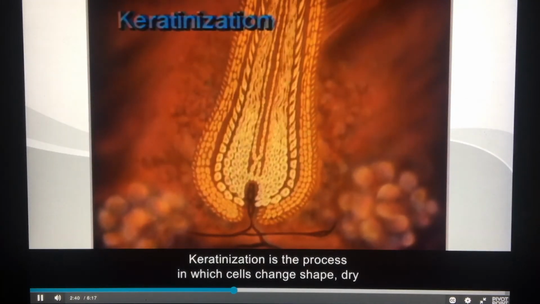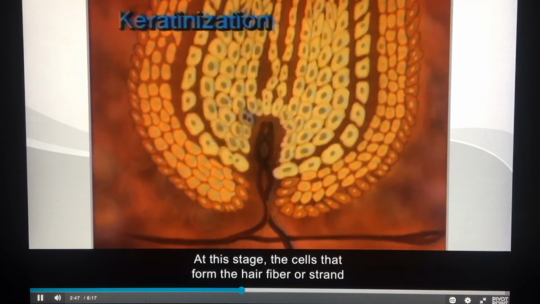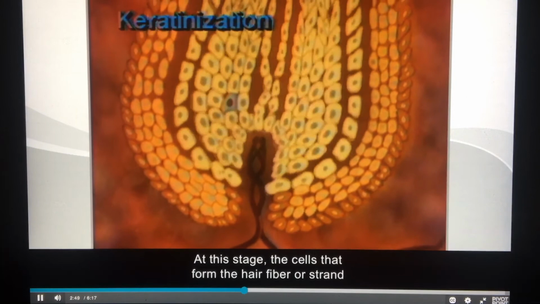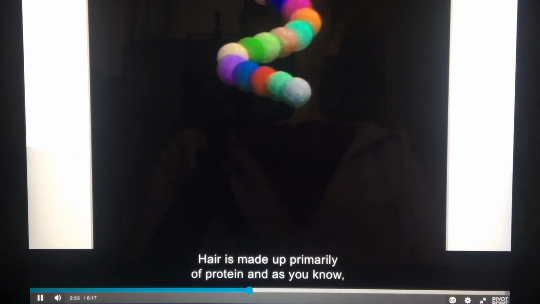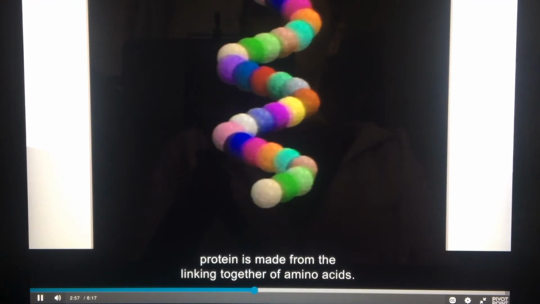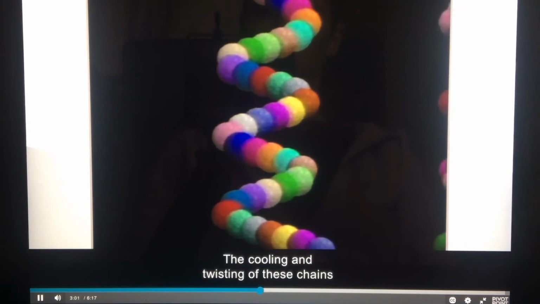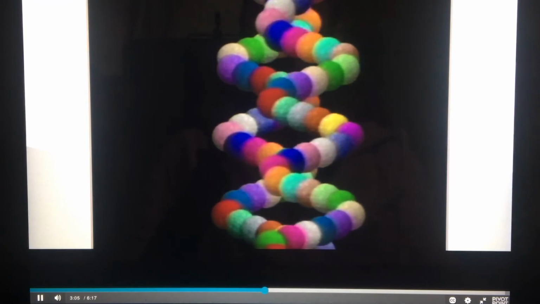Keratinization is the process in which cells change shape, dry out, and form keratin protein. At this stage, the cells that form the hair fiber or strand are no longer alive. Hair is made up primarily of protein, and, as you know, protein is made from the linking together of amino acids. The coiling and twisting of these chains are what give hair the ability to stretch like a spring without breaking.